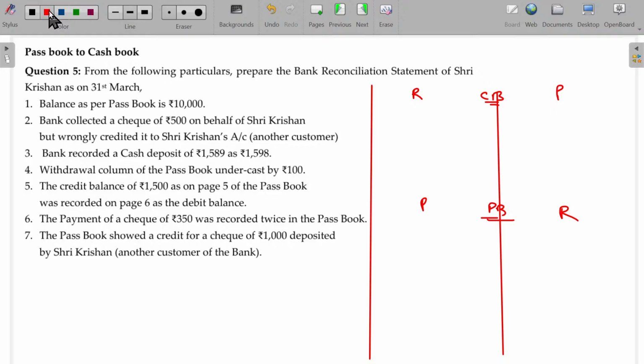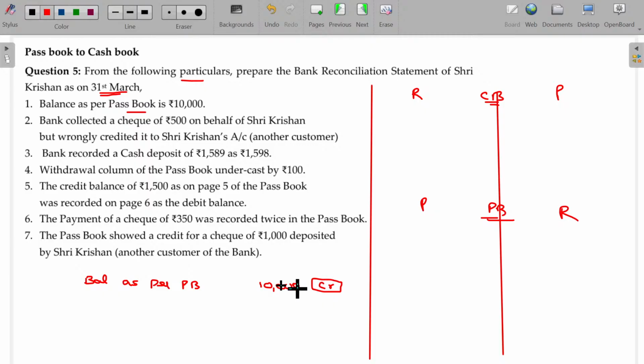Now come on. From the following particulars, prepare bank reconciliation statement of Sri Krishnan as on 31st March. Balance as per passbook is 10,000 rupees. Come on, join with me to solve this one. Should not wait for my presentation. You have to work along with me. Balance as per passbook should be what balance? Is it debit or credit?